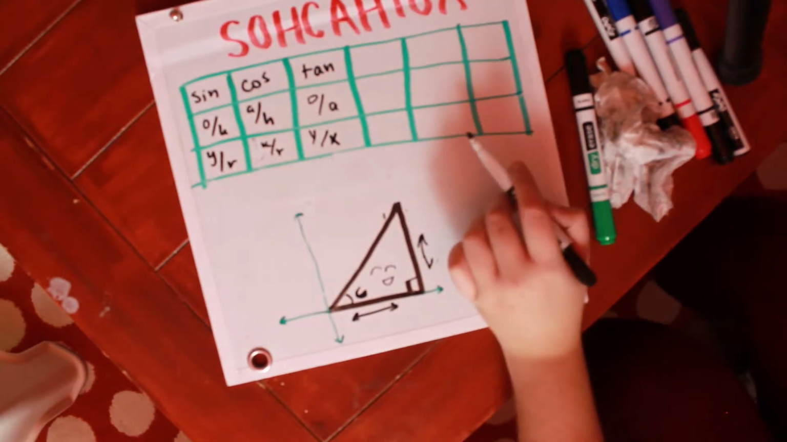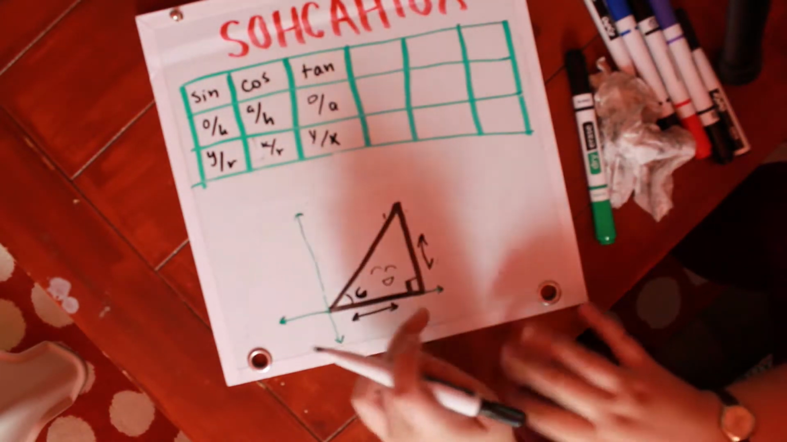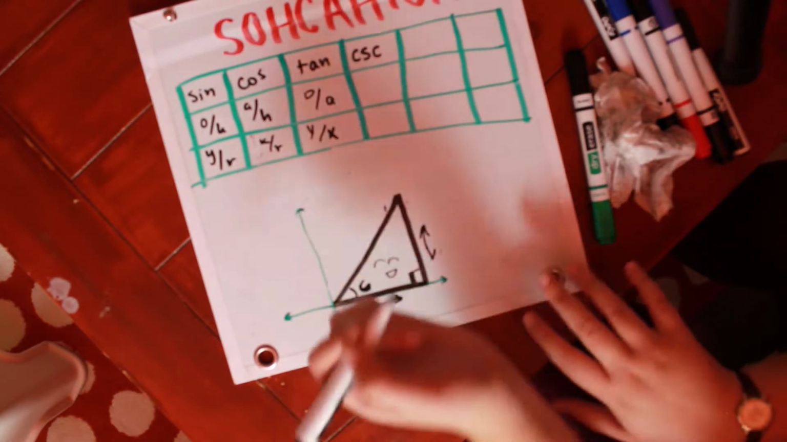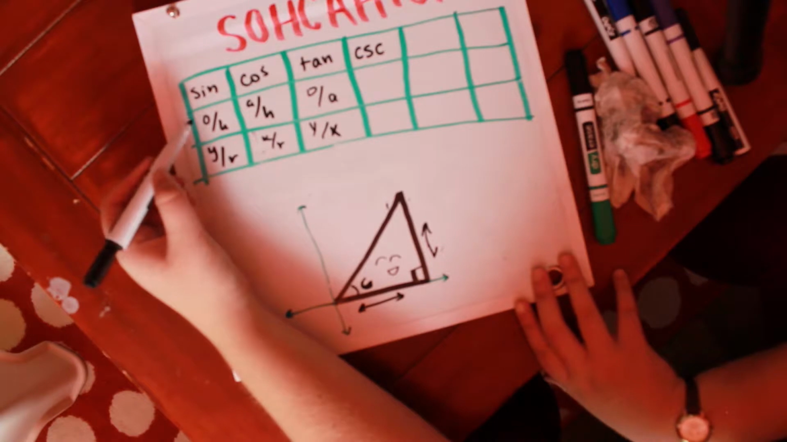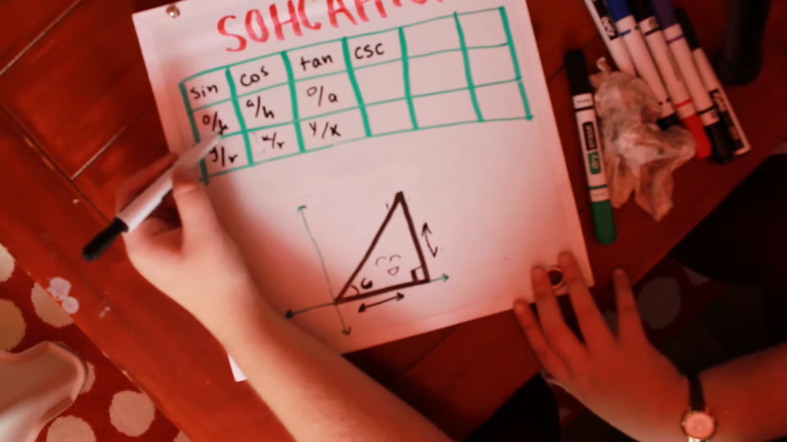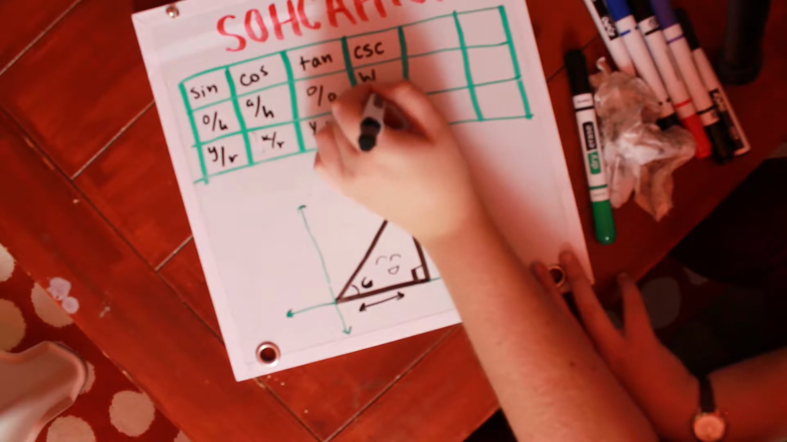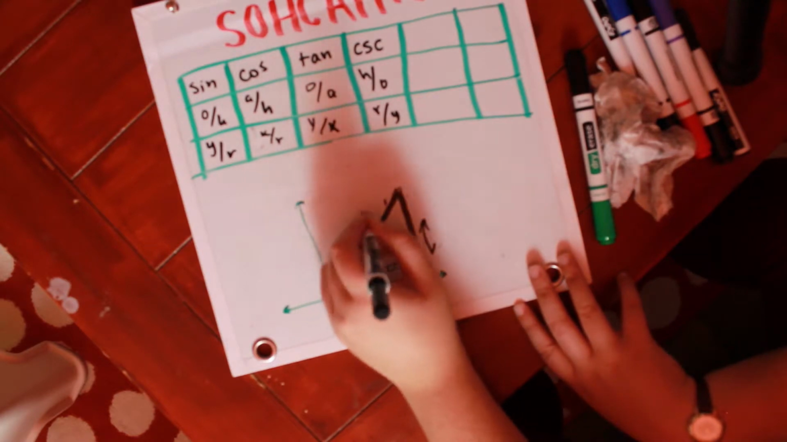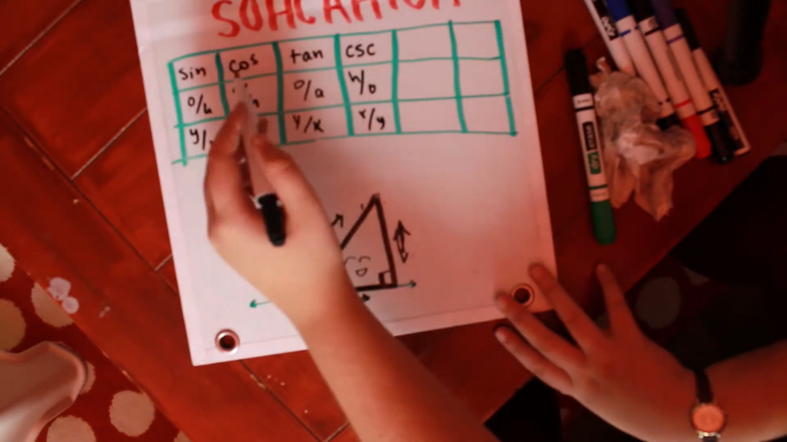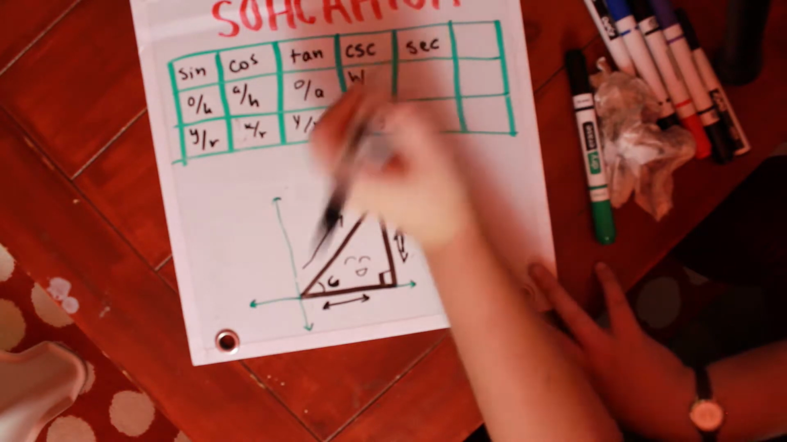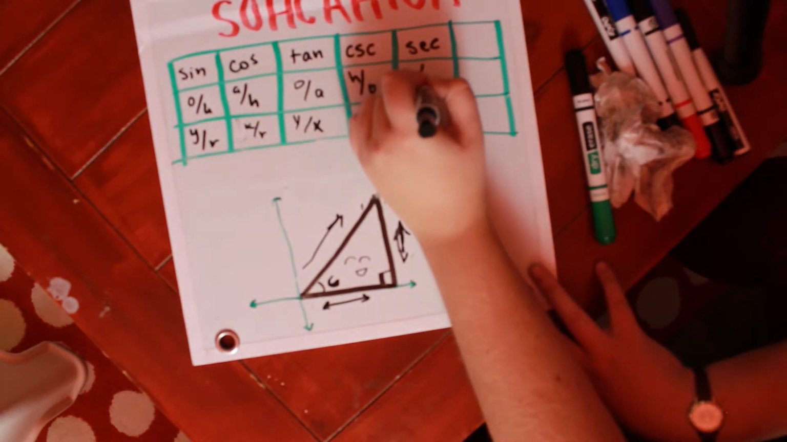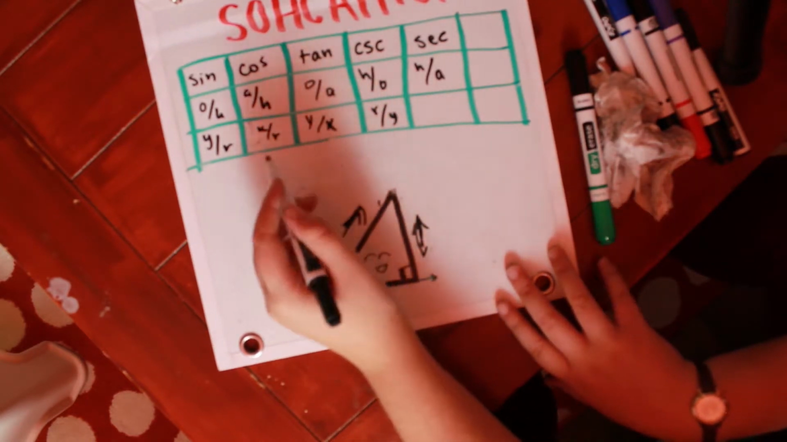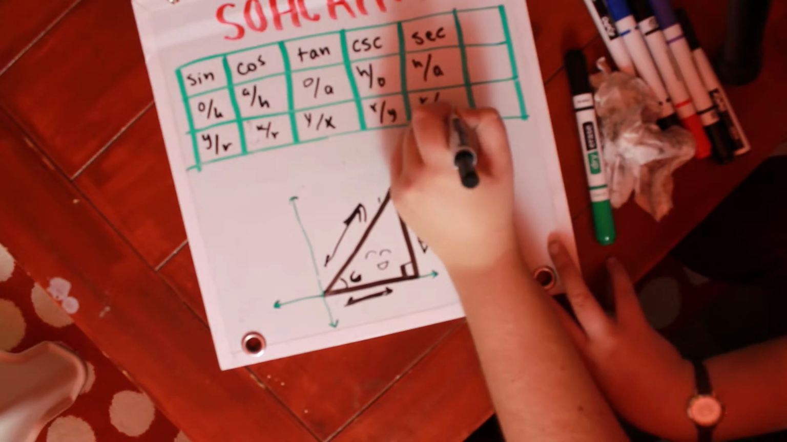Ta-da! But I have 3 more slots here because there are 3 more ratios that you need to understand when you get deeper into trigonometry. The first one is cosecant, which is written like this, and it's just the reciprocal of sine. So instead of being opposite over hypotenuse, cosecant is hypotenuse over opposite, or the radius over y. And the reciprocal of cosine is secant, which is hypotenuse over adjacent, or the radius over x.